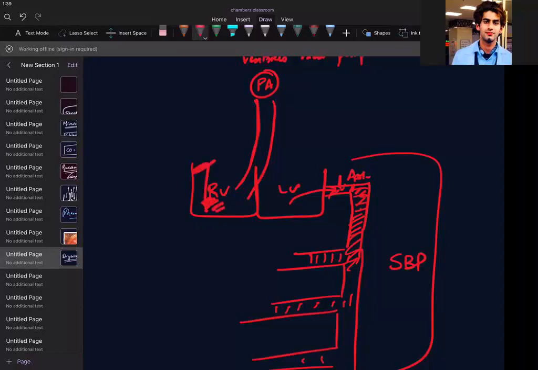The definition of preload was the degree of tension or load on the ventricular muscle when it begins to contract. When it begins to contract, we say preload. When it has to contract, the resistance against which it contracts will determine the afterload. That means, can I say any obstruction in the aorta?